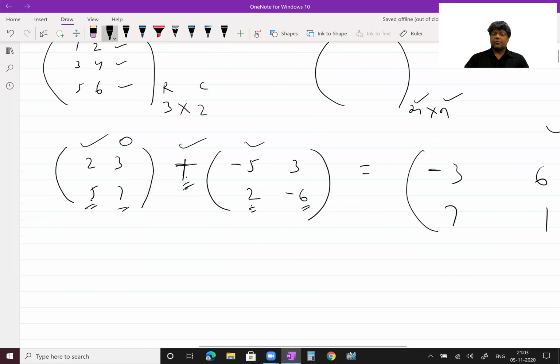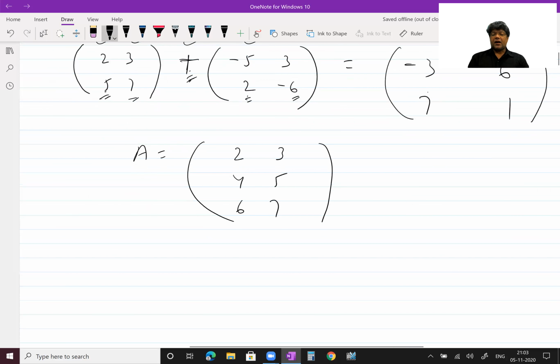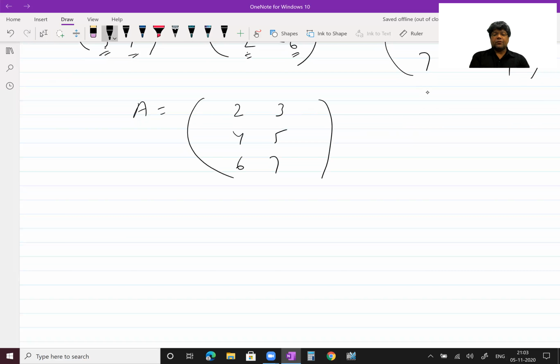Okay. Now, multiplication of a matrix. If you multiply a matrix by any scalar number, then what will happen? Each and every element of the matrix will be multiplied by that number. For example, suppose A is a matrix and the elements are 2, 3, 4, 5, 6, 7, and I need to get 5A. 5A means 5 multiplied by this matrix A, that is 2, 3, 4, 5, 6, 7.